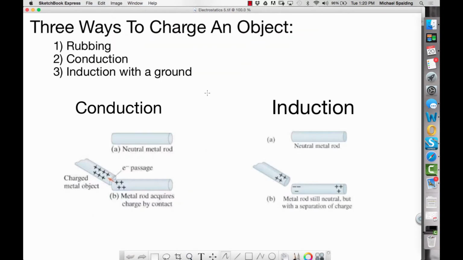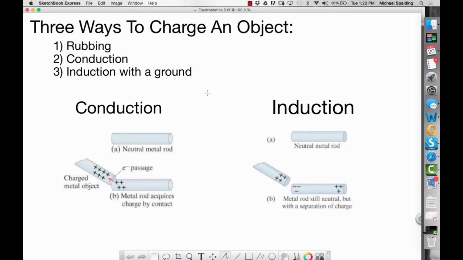All right, 3 ways to charge an object. You can charge an object by rubbing, as we've said. You can charge an object with conduction, and you can charge an object by induction with a ground. So rubbing, we've already talked about. Typically, if you rub an object, it's either going to become positively charged or negatively charged, depending on where it is on the triboelectric series.